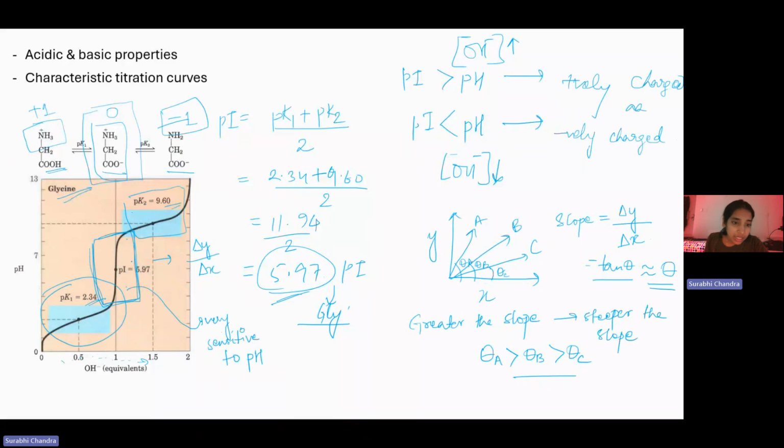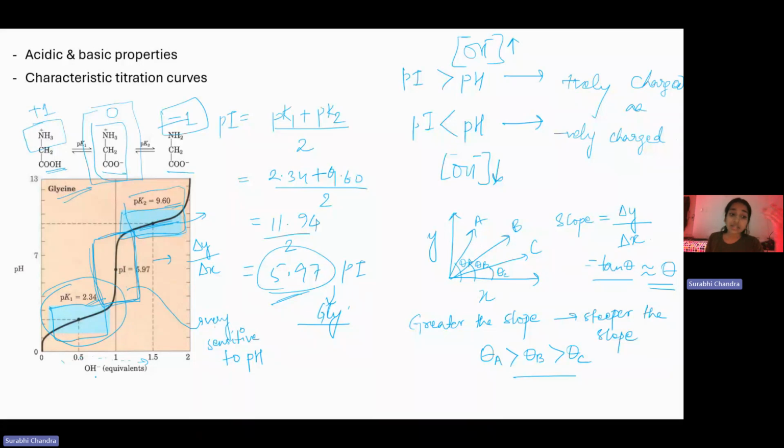Now, here we see that this is a plateau region. This area and this area. This is a plateau region here, wherein it won't be very sensitive to pH. But in this particular very steep area, even if we slightly change the pH, it will have a huge difference.